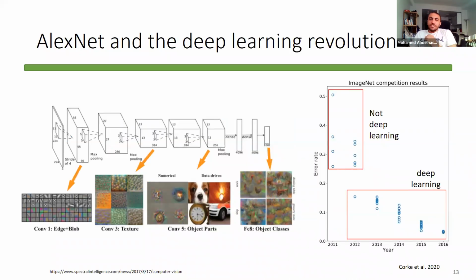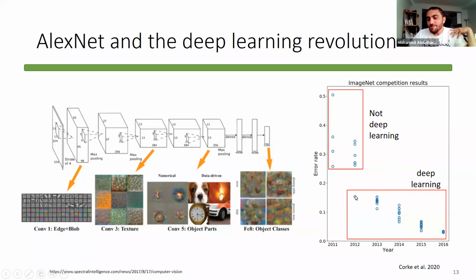Then in 2012, every year they had this thing called the ImageNet competition, with a really huge image data set. It contains 1.3 million training images and 50,000 test images, with 1,000 categories. People submit their models and test how well they classify those images into one of the 1,000 categories. You can see that in 2011 and before, all of the models have an error rate around 0.3, even up to 0.5, and none of them are deep learning models.